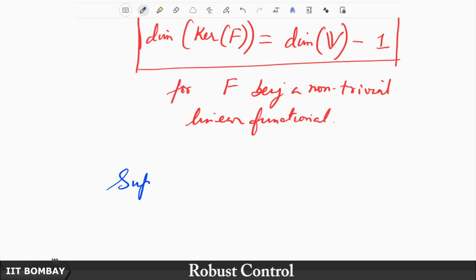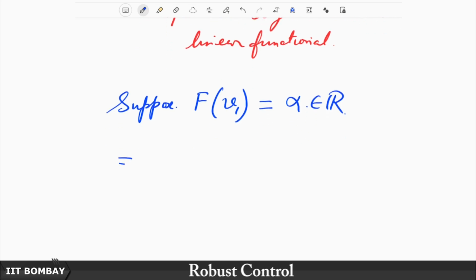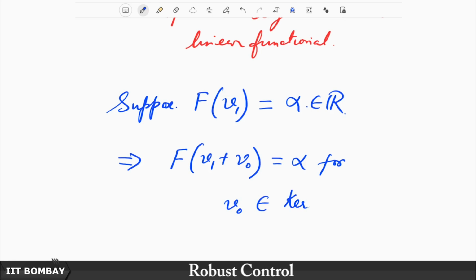Suppose f of v1 is equal to some real number, say, what should I pick? I am running out of variables to think of. Let us say alpha. This is of course a real number, right. So suppose you take a particular linear functional such that it maps this particular vector v1 to this real number alpha, okay. And then this also implies that f of v1 plus v naught is equal to alpha for v naught belonging to the kernel of f.